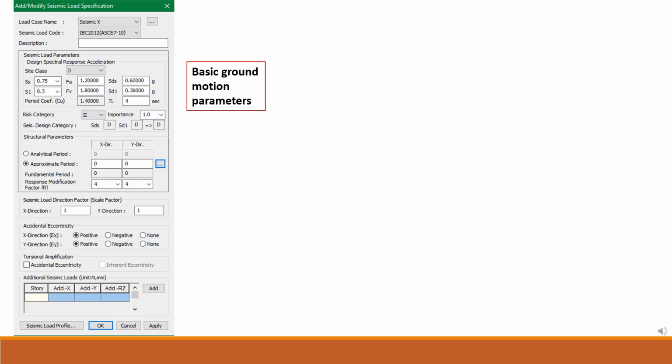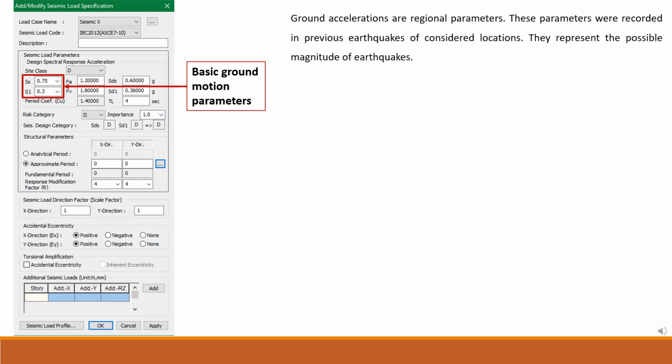Now, we need to input the basic ground motion parameters. Ground accelerations are regional parameters. These parameters were recorded in previous earthquakes of considered locations. They represent the possible magnitude of earthquakes.